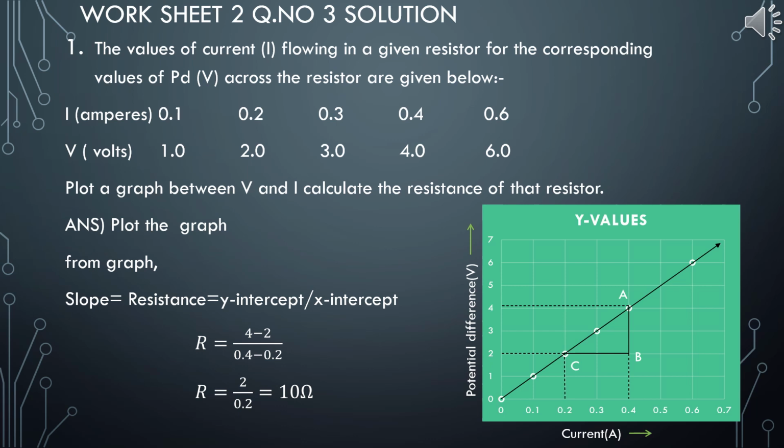See the values of current and potential difference. Plot the graph. Observe the graph. I have drawn the graph. You will get a linear graph, a straight line passing through the origin, and I have drawn the slope. That slope is nothing but the resistance. I have substituted the values for the slope, that is 4 minus 2 divided by 0.4 minus 0.2, and the value will be 2 divided by 0.2, and when you solve you will get 10 ohm.